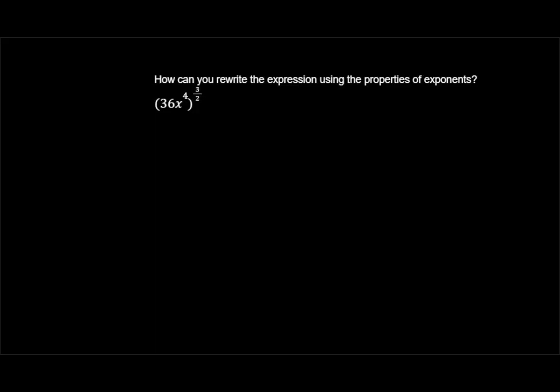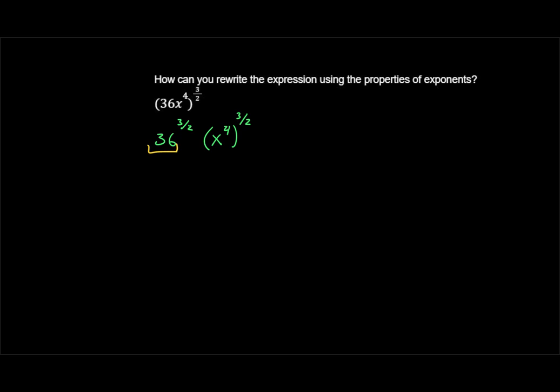In this example, we're going to rewrite the expression with exponent properties and simplify it further. So we will start with the power of a product property, allowing us to essentially distribute this exponent to both bases on the inside. So we would have 36 to the 3/2 power and x to the 4th raised to the 3/2. Now I'm going to start focusing on each base separately here. So I'm going to start by focusing on the 36.